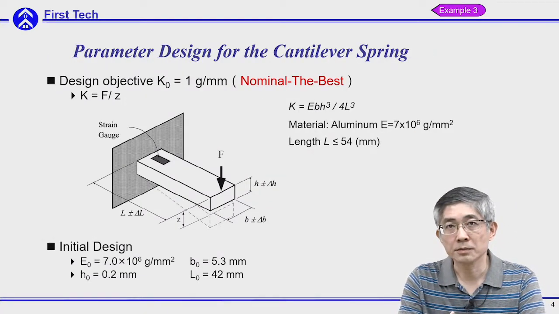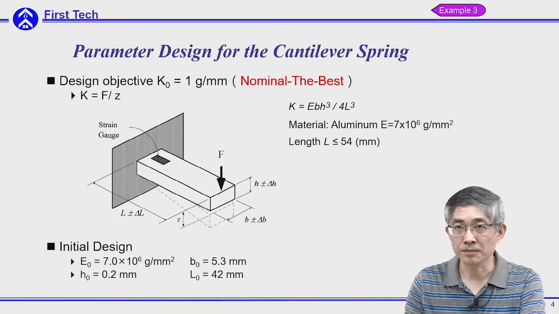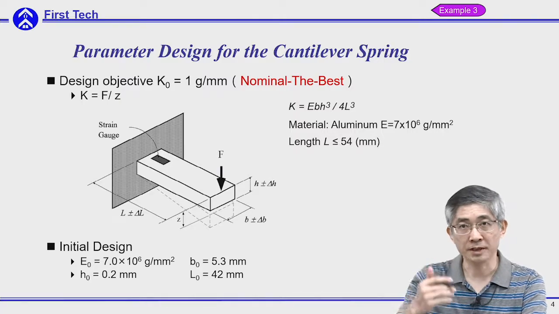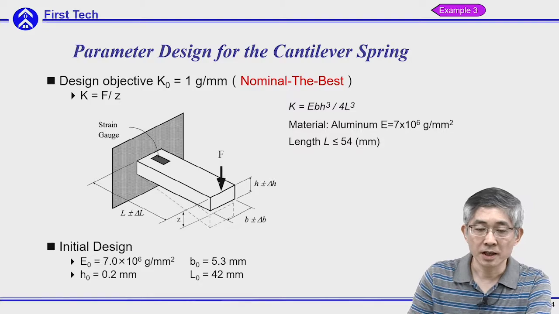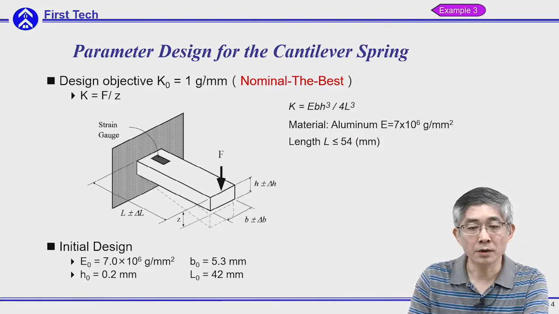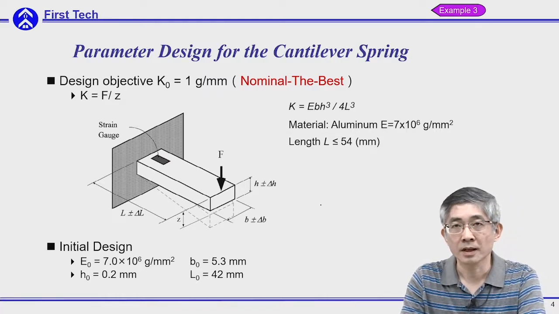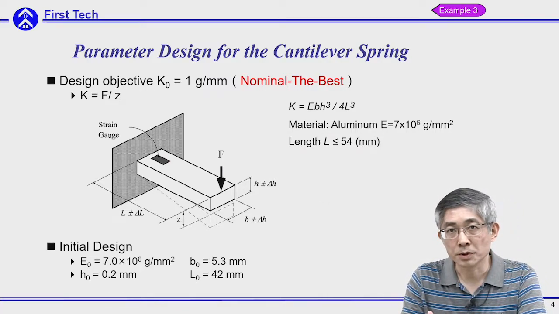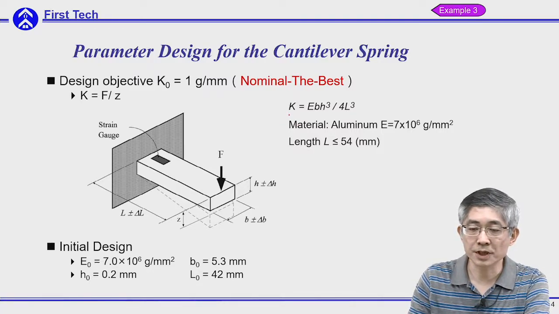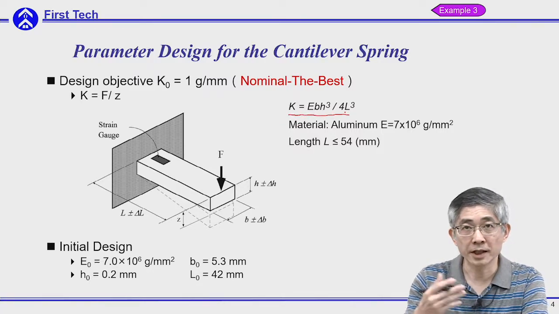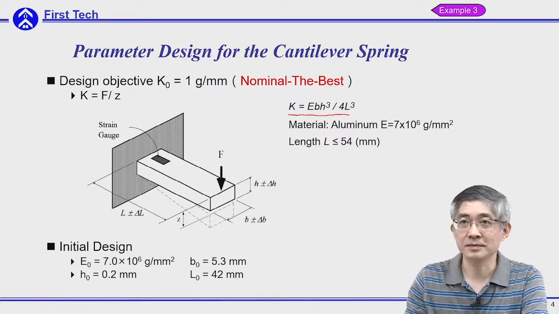This is the cantilever beam example. Assume we want to design a cantilever beam which can be a spring. And we would like the spring constant for this cantilever beam to be 1 gram per millimeter of deflection at the tip. So this is the nominal the best problem. In this example, we are using this spring constant equation to be the data generator to simulate the experimental process.